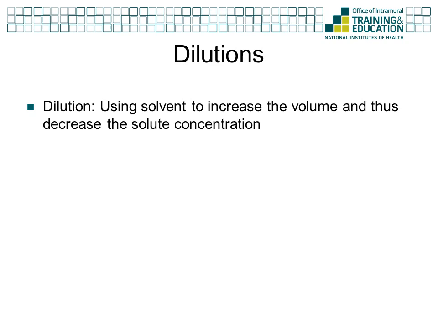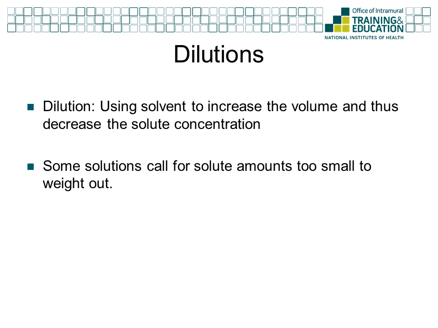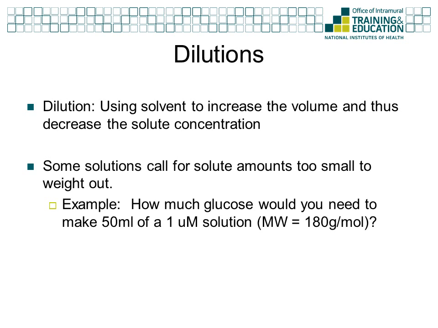In science, diluting solutions has practical applications as well. Oftentimes, you'll need a small volume of a low concentration solution. When you do the math, you find that you need to weigh out microgram or nanogram amounts of the compound. For example, how much glucose would you need to make 50 milliliters of a 1 micromolar solution? The molecular weight of glucose is 180 grams per mole. Take a minute to work it out.